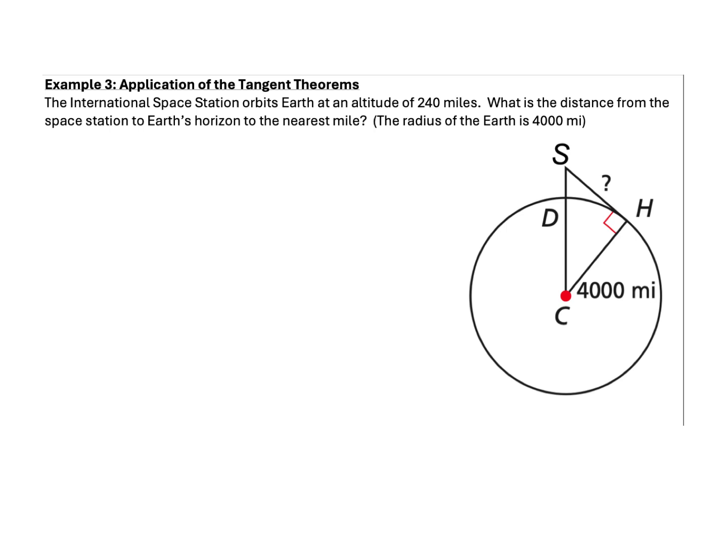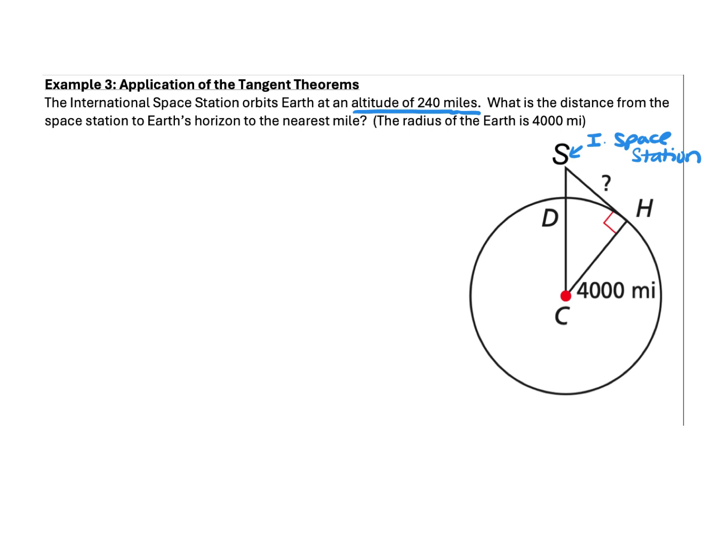Now let's look at an application of those theorems involving tangents of a circle. Here we have a space application. The International Space Station orbits Earth at an altitude of 240 miles. So in our picture here, the S is going to be the International Space Station.